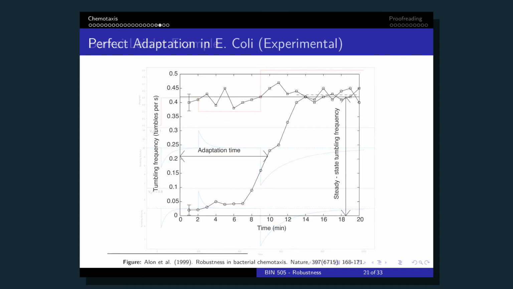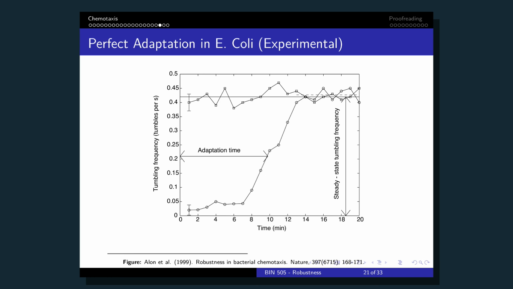Barkai and Liebler's group have actually done experiments on this in the following years after their model, and the first experiment actually checks whether bacteria really do adapt back to the exact steady state they were. So in this figure, you can see at the top the points that are little squares in the top curve.